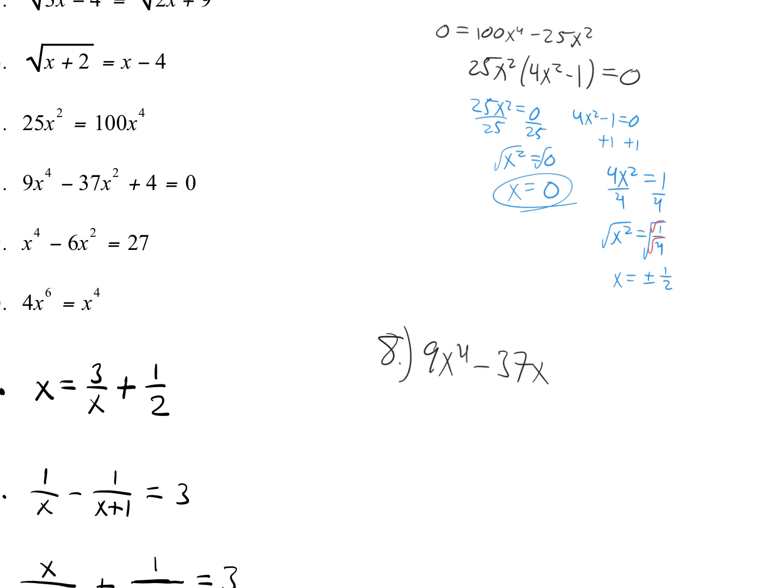So we get 9x to the 4th minus 37x squared plus 4 equals 0. This is a different kind of problem. First thing you always want to check is if there's a GCF. Here, there's not one. There's no GCF here.